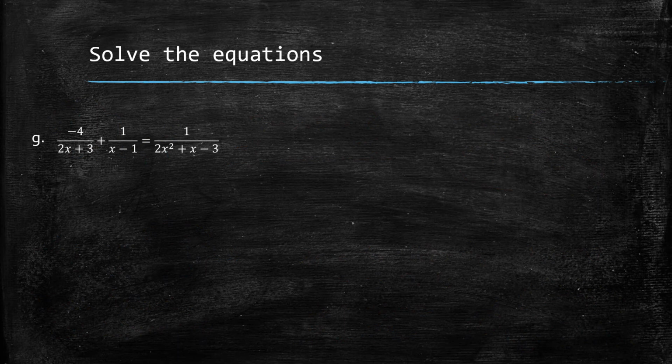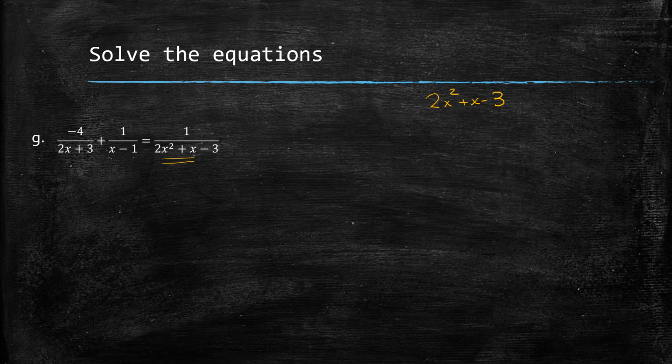For the next problem, we have negative 4 divided by 2x plus 3, plus 1 divided by x minus 1, and this is equal to 1 divided by 2x squared plus x minus 3. We're going to start by factoring our trinomial, so I'm going to write that here on the right-hand side. So we have 2x squared plus x minus 3.